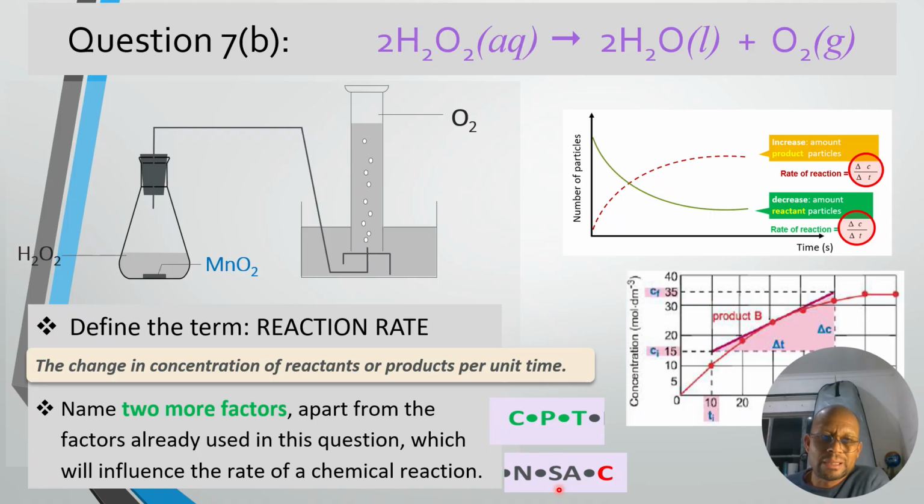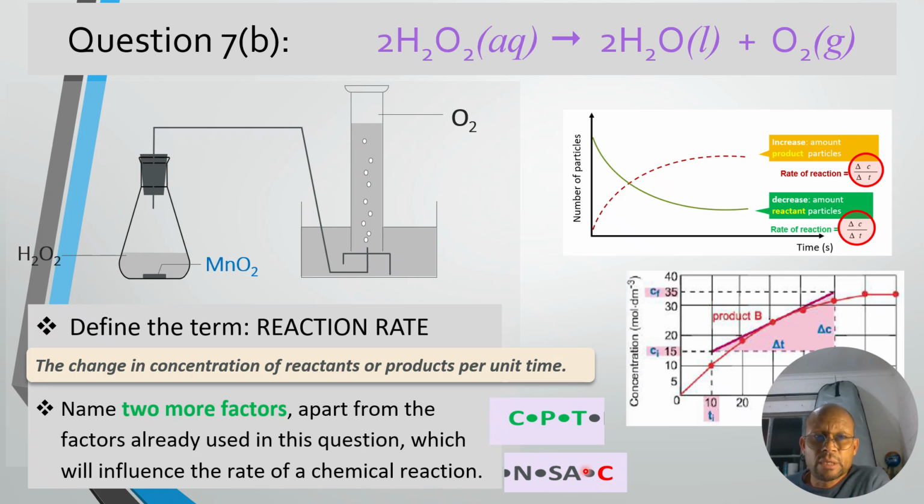Here they ask us to change the reaction. They didn't say to make the reaction faster. They just wanted us to change the reaction. So we can use surface area. Instead of powder, I can use granules, or I can use a solid, and I can use concentration.